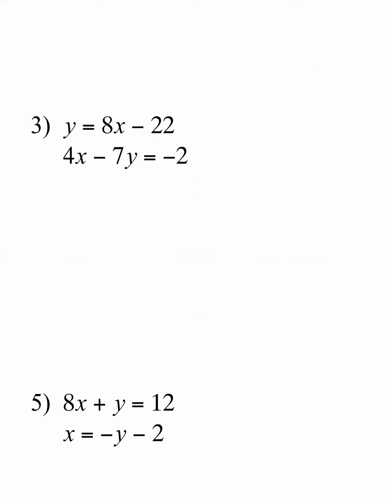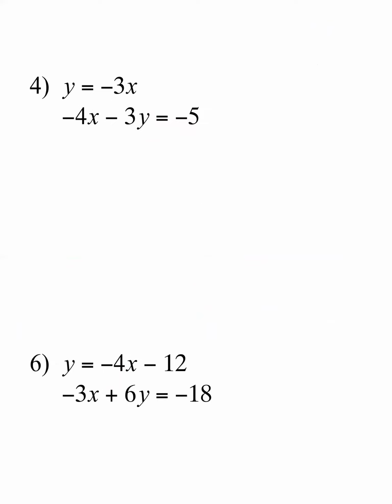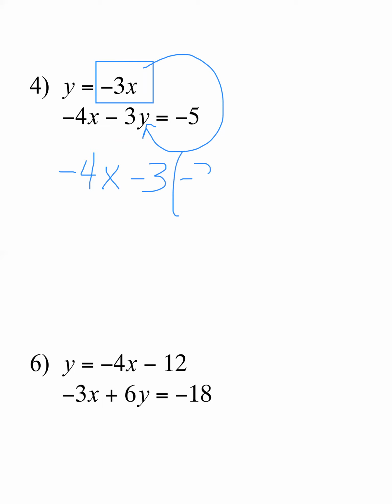Okay, I think I got it all. All right, let's try number 4. This one looks a little bit different, but it works exactly the same. This is the one that has y by itself. Y is equal to negative 3x. So that's what I'm going to put in place of y in the other equation. My new equation looks like this: negative 4x minus 3, now instead of writing y, I write everything it's equal to, negative 3x, equals negative 5.